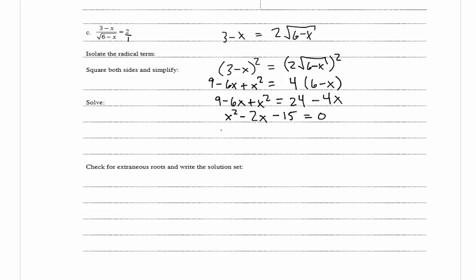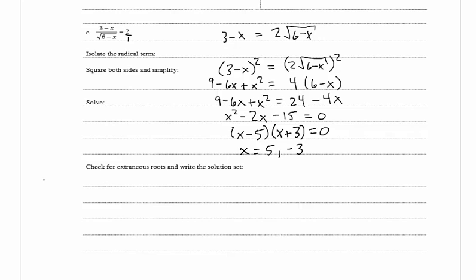And now we're going to write this in linear factors. So we have (x minus 5) times (x plus 3) is equal to 0. So our possible solutions are x is equal to 5 and x is equal to negative 3. And now we want to see if 5 and negative 3 are extraneous solutions and write our solution set.